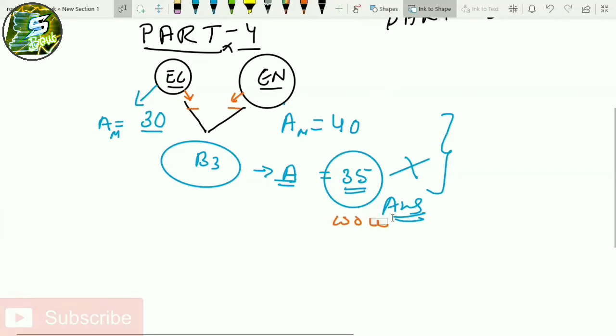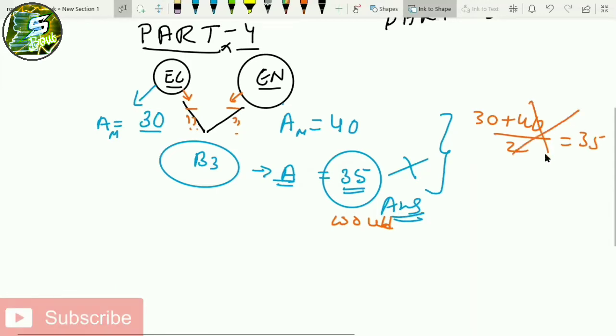I'm not denying that 35 won't be the answer, but unless you know the number here and the number here, directly adding 30 plus 40, dividing by 2 and getting the answer as 35 is a wrong answer. Let me tell you very honestly, in this example the data is incomplete. If somebody asks you this question, you say the answer is cannot be determined. I cannot determine the answer from here.